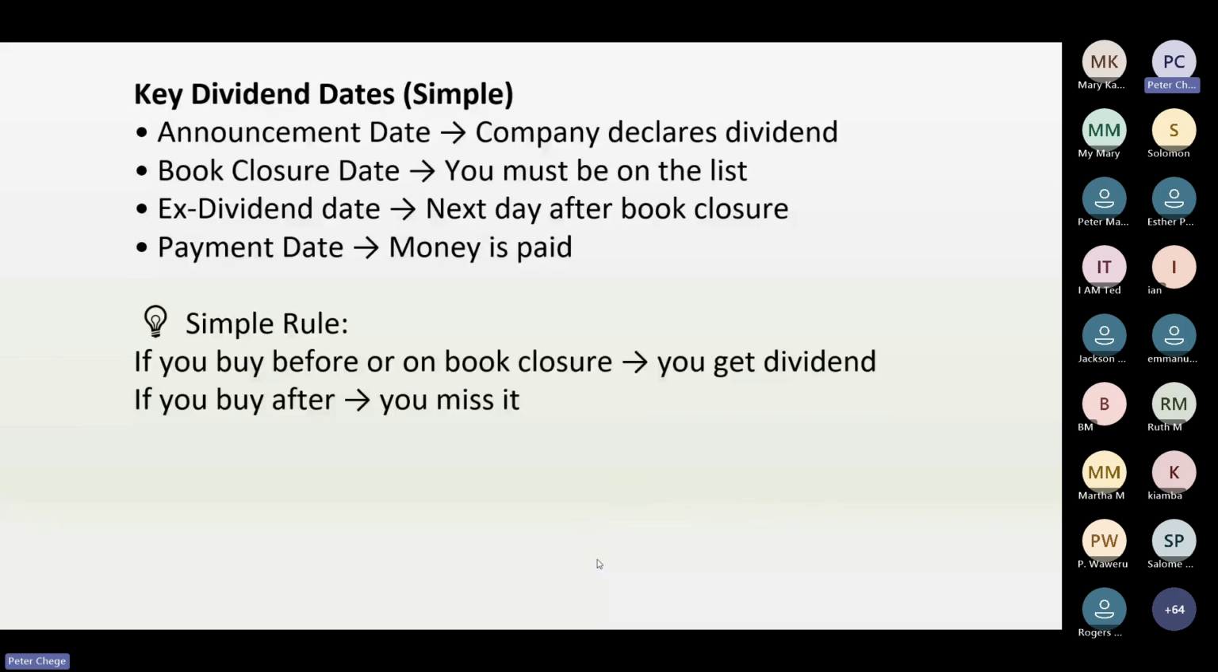So a simple rule, if you want to get the dividend, just buy before or on book closure. But remember, on book closure, prices are usually high. So you get your dividend. If you buy after, then you miss. If you sell before book closure, then you miss. If you sell after book closure, you get.